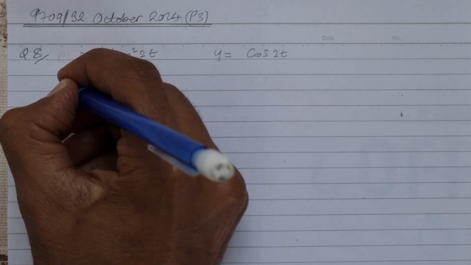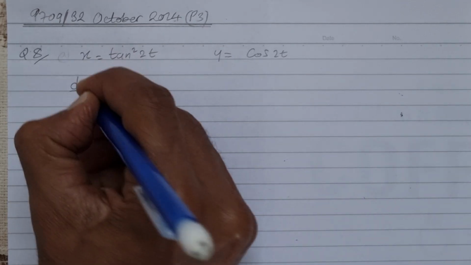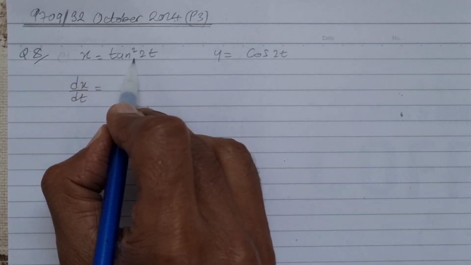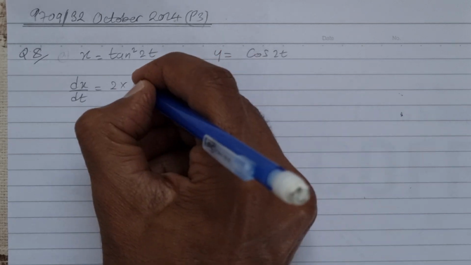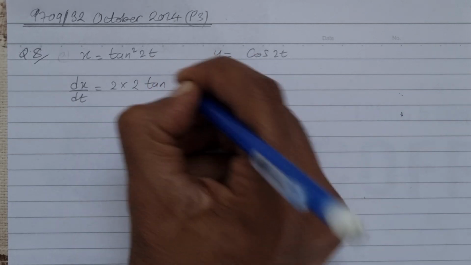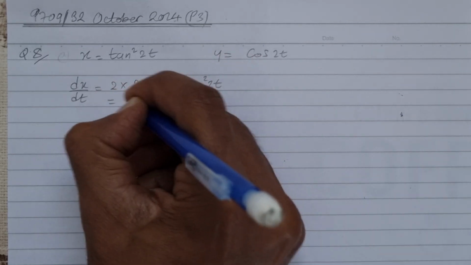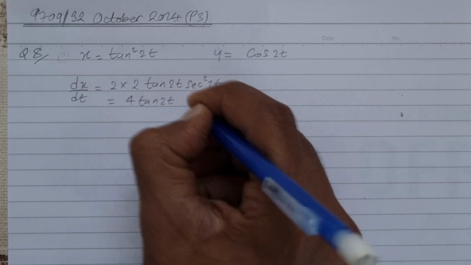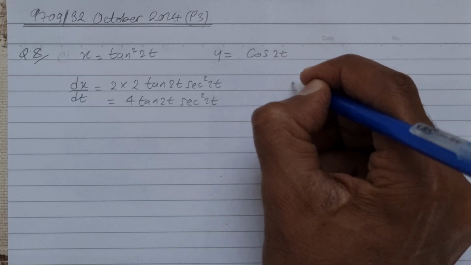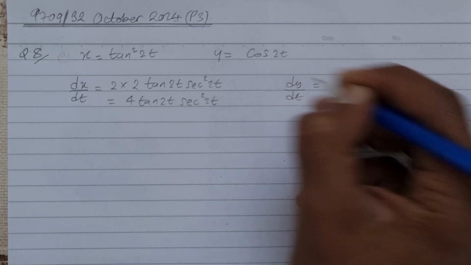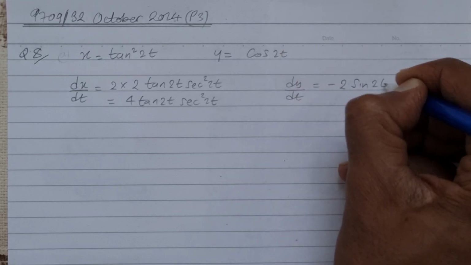Now to find dy by dx, we're going to differentiate these equations parametrically. So I can find dx over dt. Differentiating tan, we get sec squared 2t, and there's a 2 here, so we get 2 tan of 2t sec squared 2t. That means we have 4 tan 2t sec squared 2t. Differentiating y, I get dy over dt is equal to differentiating cos, I get negative, and there's a 2 here, so 2 sine of 2t.